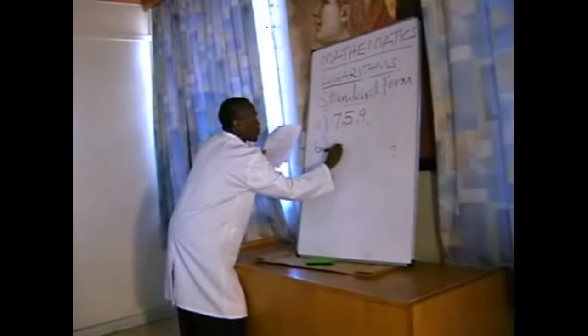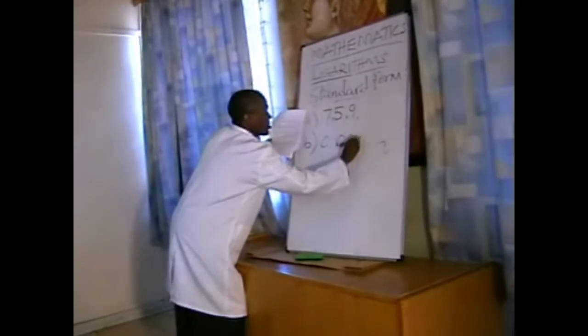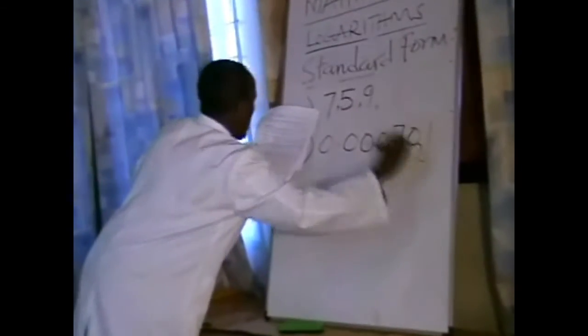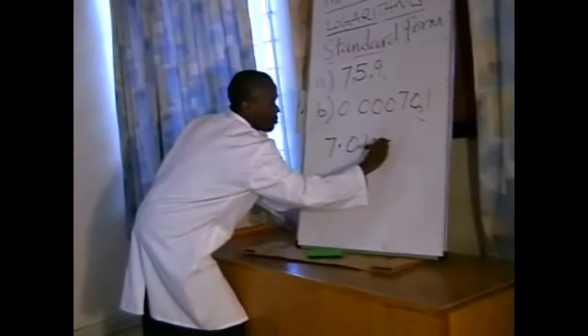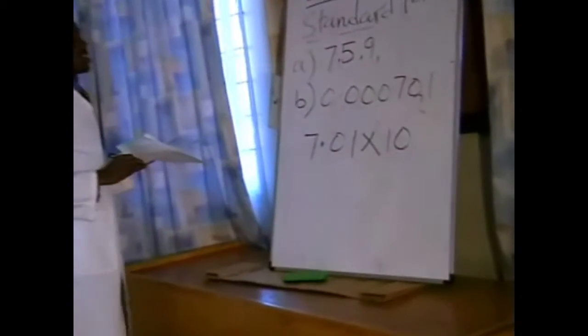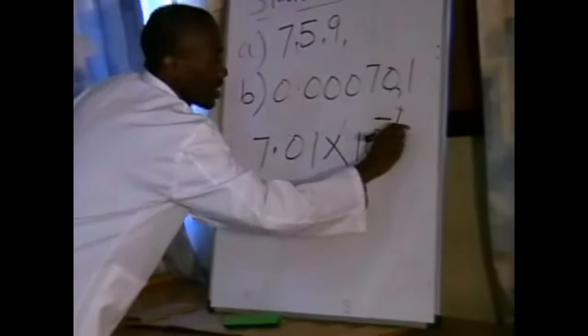It is 0.000701. By inspection, we can see where the decimal is. Now we are going to get our value a, which is a number between 1 and 10. I want Mariam to try and give us the value of a, please. Which will be 7.01, times 10 raised to power negative 4. Negative 4. That is very correct.